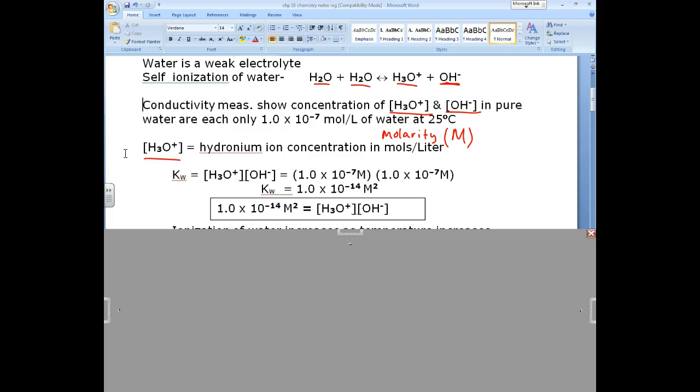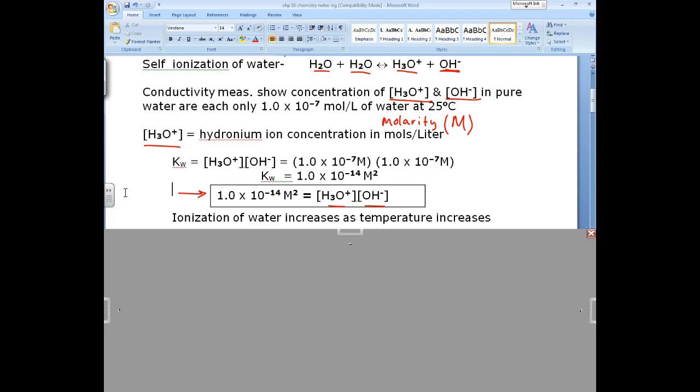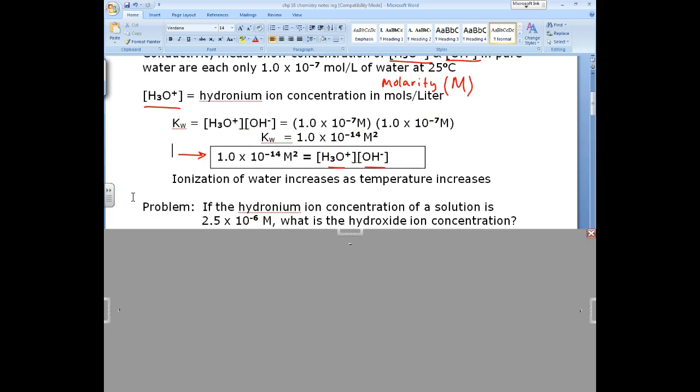So this equation here that's in the box is going to be our working definition. We're going to use it a lot. If we know one, either hydronium or hydroxide, we can use this equation to find the other one. And this is given in your reference tables. Now again, ionization of water does increase as temperature increases. So that number was at 25 degrees C, which is room temperature for chemistry.